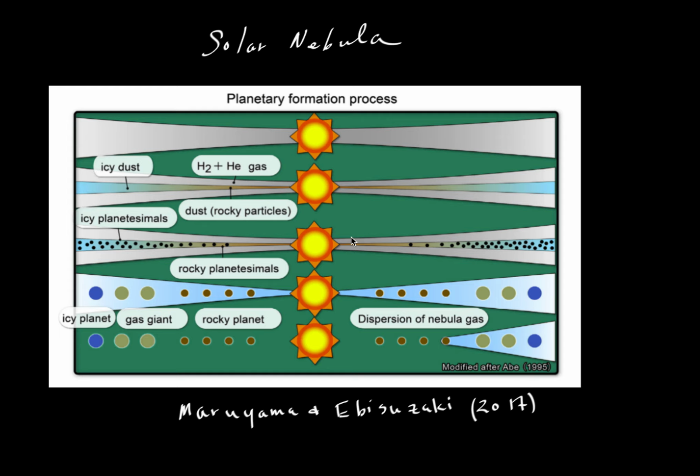So in this video, we're going to briefly explain the Solar Nebula model for the origin of our solar system. This is a figure from a paper by Maruyama and Ebisuzaki that was published in 2017 in Geoscience Frontiers. And what they're showing in this panel here, by the way this is oriented, is that we're going forwards in time as we move downwards in the graph. So this is time progressing forward as we go down.